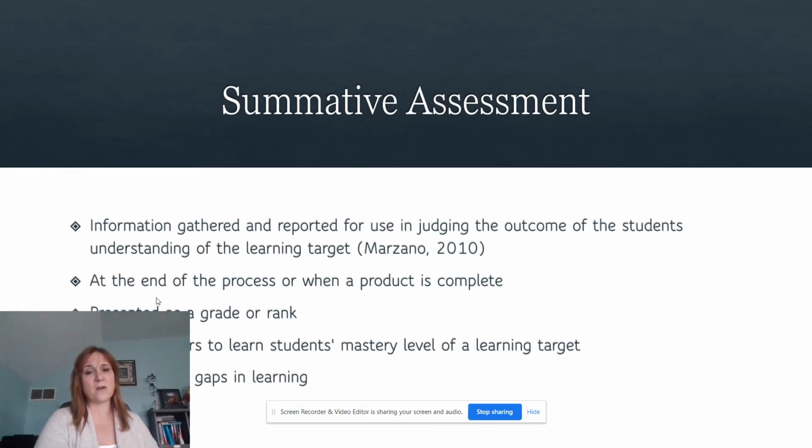One thing that Marzano says or Rick Wormelli says that is extremely interesting to me and a new concept to me is the idea of if a summative didn't turn out well, turn it into a formative.